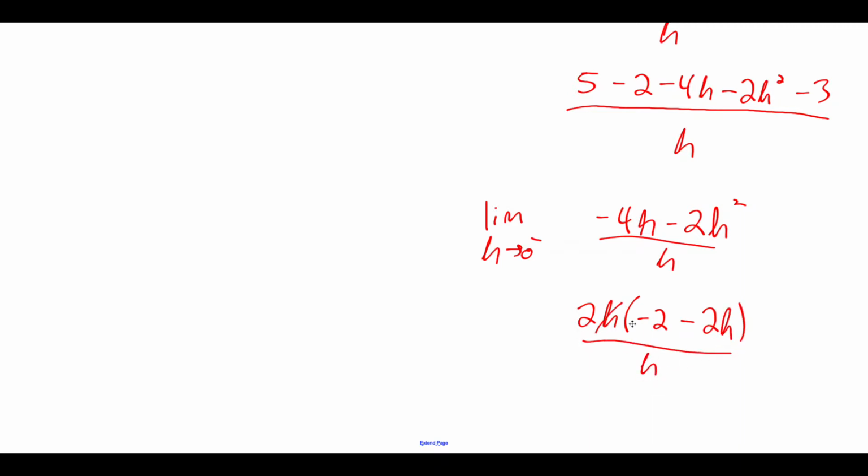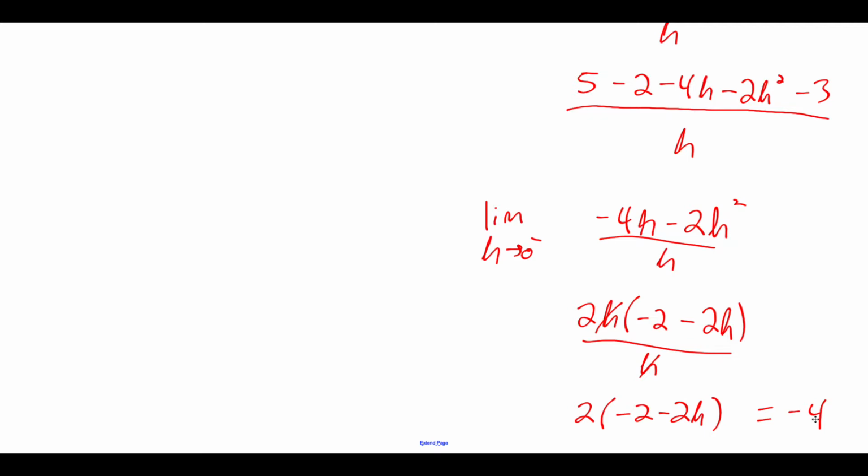We can cancel these h's out. So we get 2 times negative 2 minus 2h. Plug in the 0 for my h, and this back end term just turns into 0. 2 times the negative 2 that's left over gives me negative 4. So when we did the right-hand limit, we got 1. When we did the left-hand limit, we got negative 4. So because those limits are different, then the derivative doesn't actually exist at the x value of 1. That's what we were trying to prove.